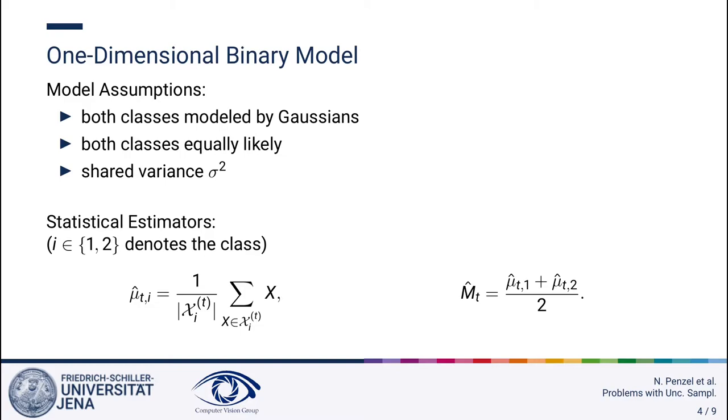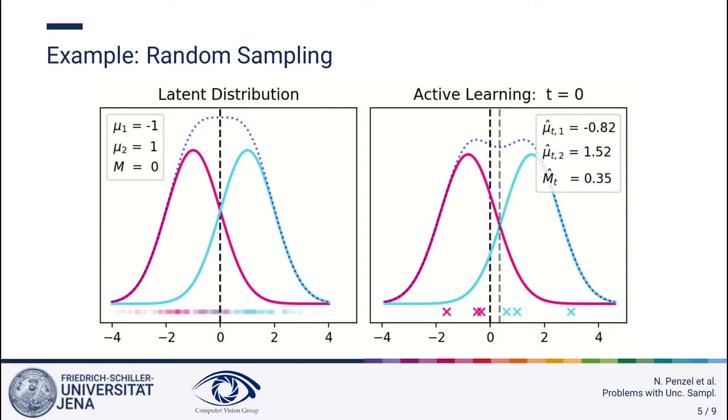I will now make this even clearer by showing what random sampling and uncertainty sampling using this model look like. Let us start with the example of random sampling. On the left-hand side, you can see that in this example, the latent distribution is also just a mixture of Gaussians.